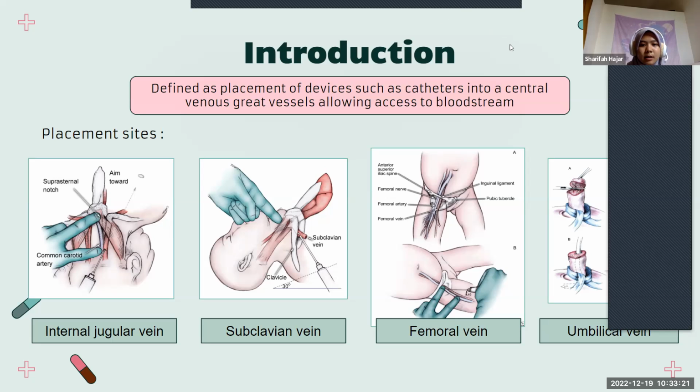For neonates younger than 10 days of age, umbilical vein or artery catheterization is the preferred site. Okay, next.